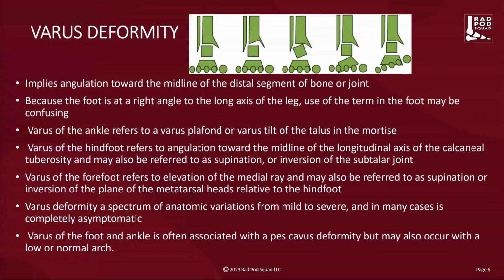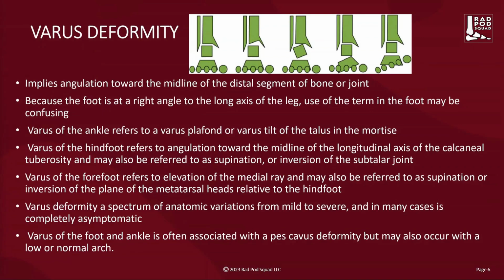So here's your normal situation where you have your talus, your tibia, and your fibula in neutral. We can have a varus angulation of the plafond that can contribute to this varus deformity. We can also simply rotate the talus, and that can also give you the same degree of varus deformity. Of course, we can have the varus deformity occurring at the subtalar joint, and it has synonyms here. We can call this supination or inversion of the subtalar joint.